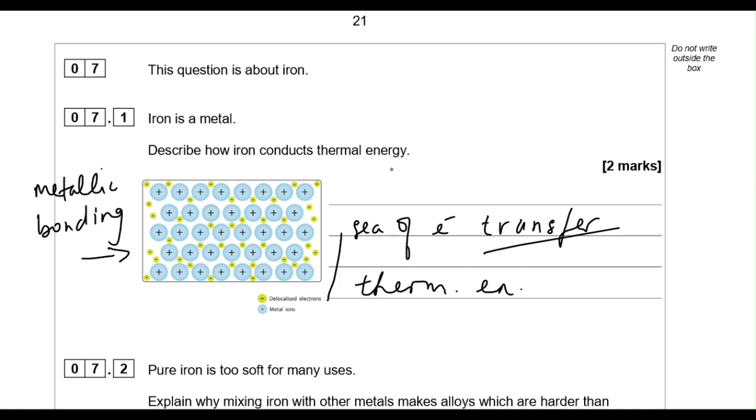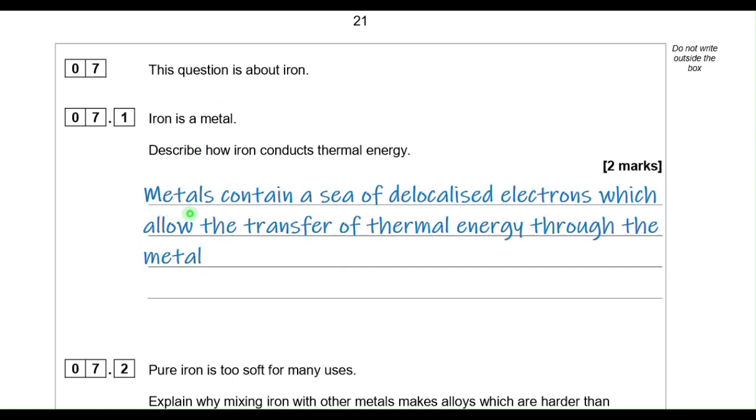So, to get our 2 marks, metals contain a sea of delocalized electrons which allow the transfer of thermal energy through the metal. 1 mark for the delocalized electrons, 1 mark for transfer, 2 marks in the bag.